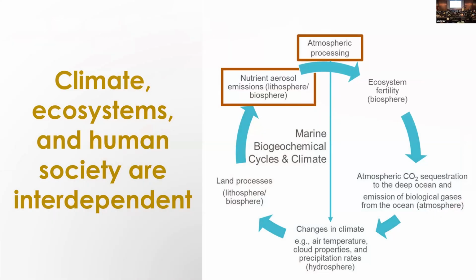Just quickly, this is a biogeochemical cycle and climate cycle with the role of aerosols placed within it. I'm going to use that as a quick guide. First, starting at the top, I'm going to talk about nutrient aerosols, particularly those from wildfires, the impact of wildfires potentially on ecosystem fertility, and then some of the potential impacts for the carbon cycle.